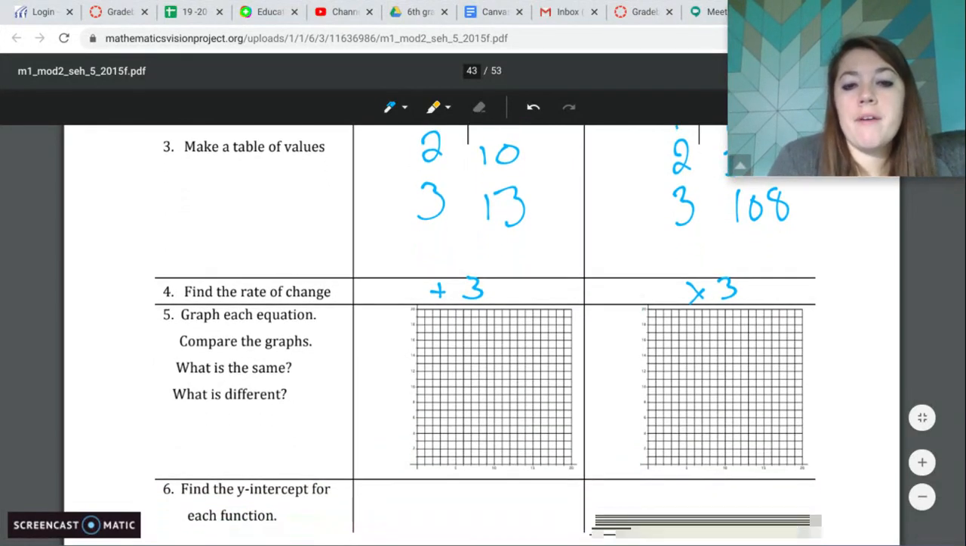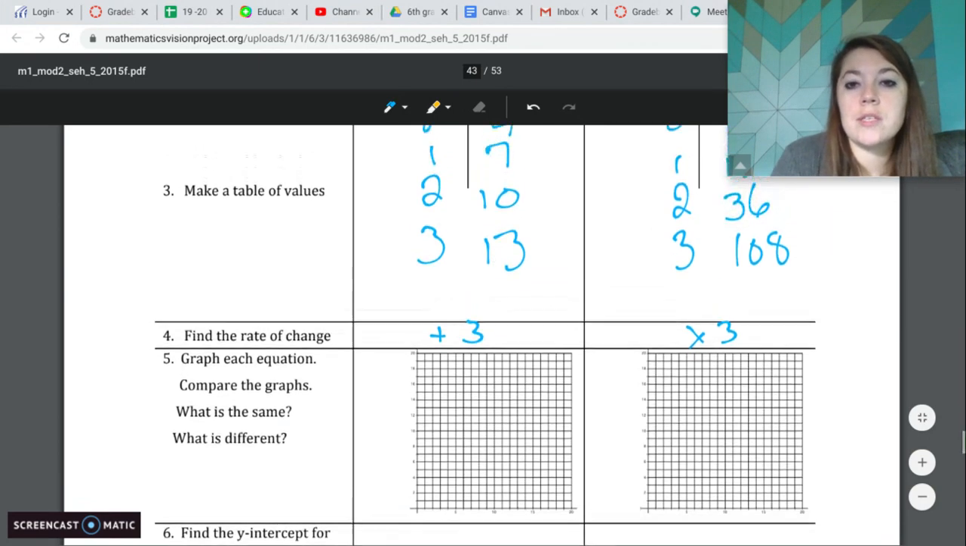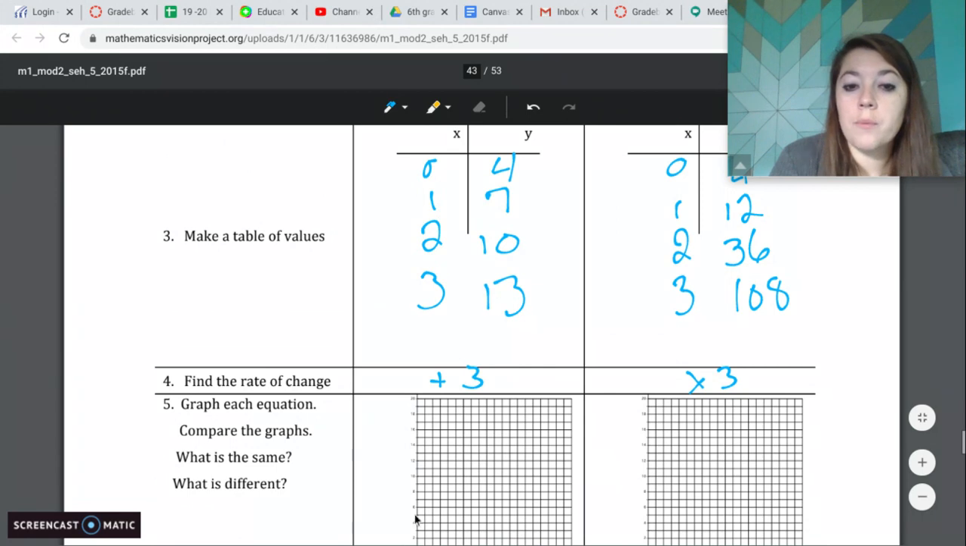All right, for number 5, you guys are going to graph these. It's going to be easier for you to graph them. So remember, start with your y-intercept, then do your plus 3. You can use the points that we just found. That's going to make this nice and easy. We just did 4 points, so plot those 4 points. For your linear, you're going to have a line. For your geometric, you're going to have a curve.